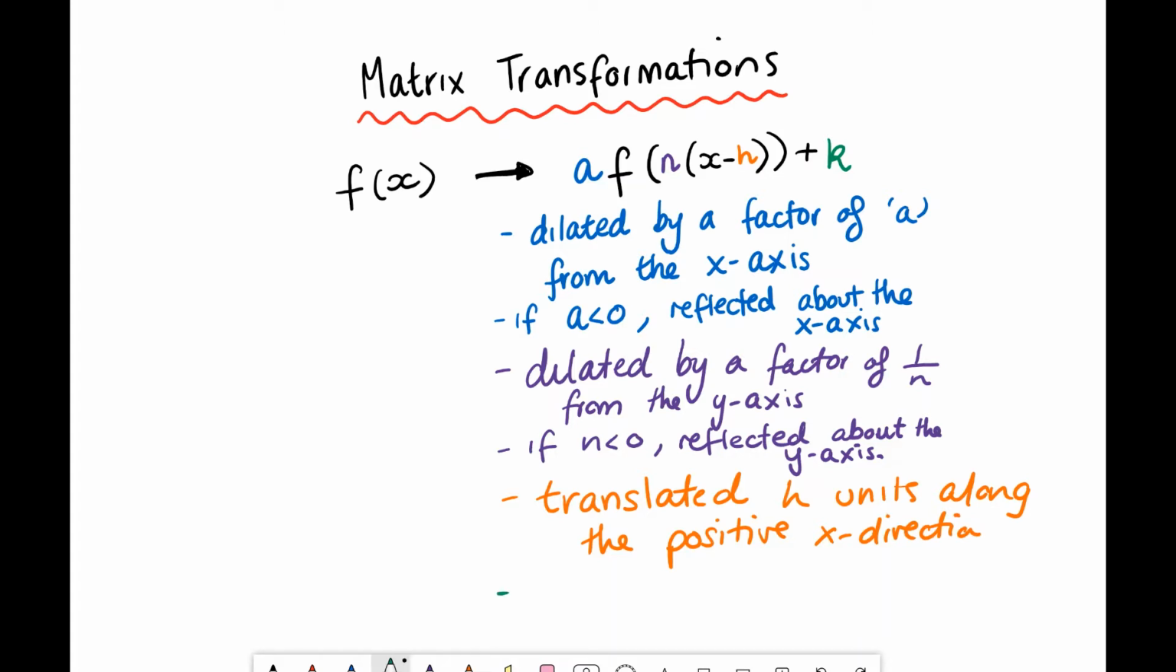Finally, the last type of transformation we look at is this plus k. And so we don't have to worry, this sits outside the function. Don't have to worry about changing the sign. This is just translated k units in the positive y direction. So these are the functions that we know. We're going to look at how they exist as a matrix equation. So how we might be able to represent the exact same transformations, though this time using matrices.